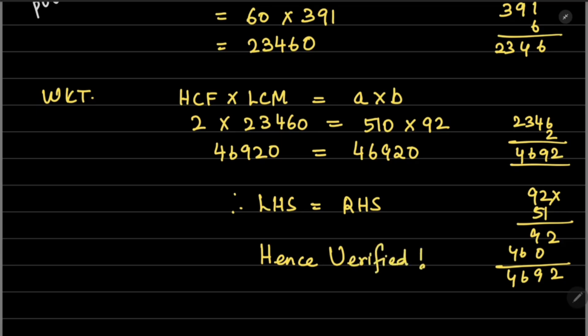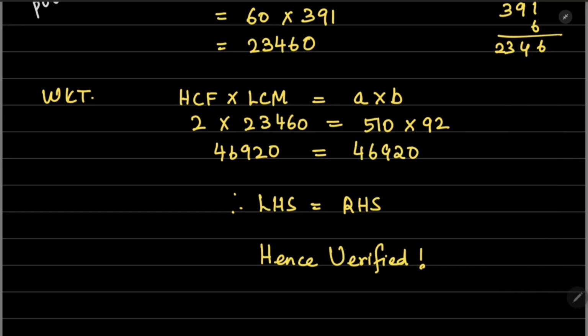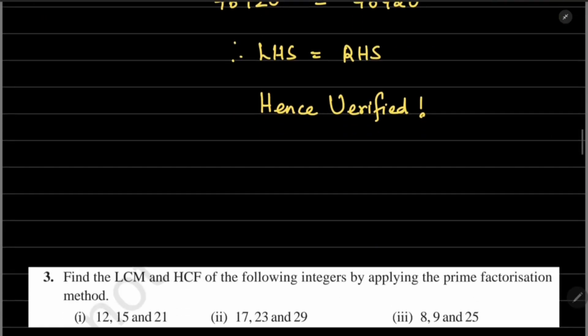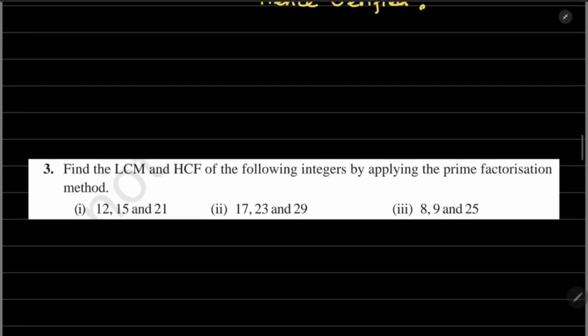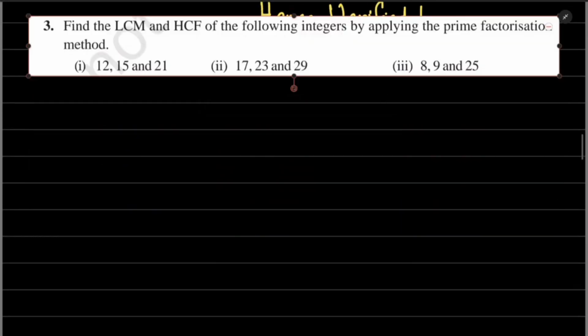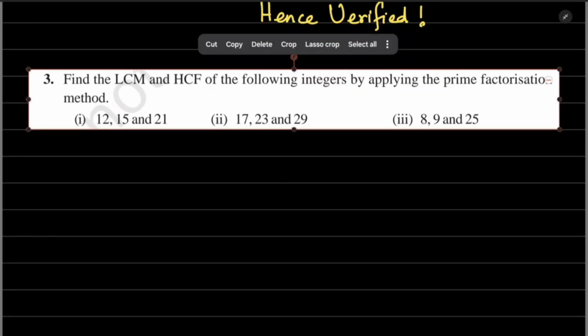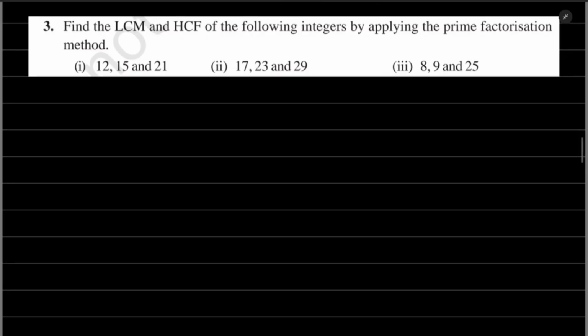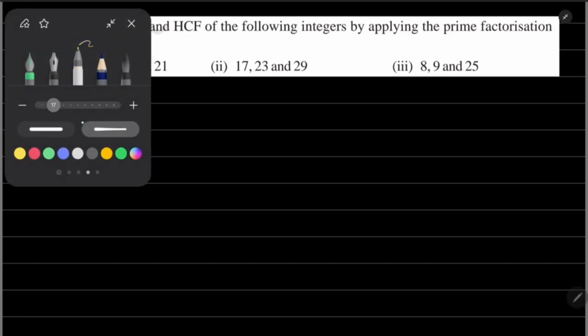So these are very, very easy questions, but they are very, very important, so you have to practice them. Okay, let's move on to the next question. The question is again: find the LCM and HCF of the following integers by applying the prime factorization method. It's the same thing, but now you are given a set of 3. Okay, so let's do it.